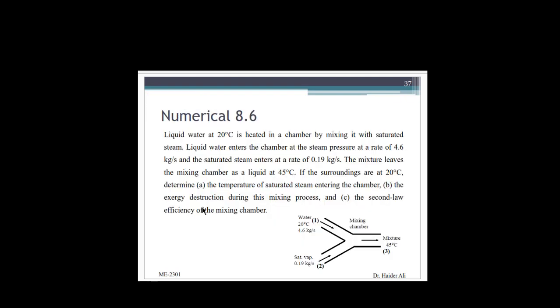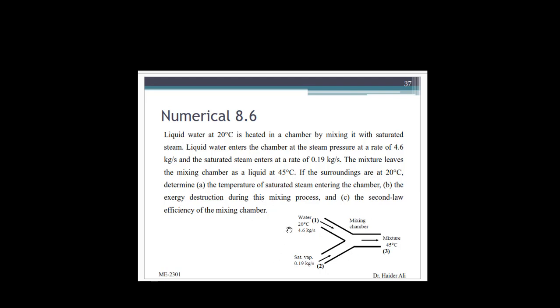So moving to the next numerical, which says that liquid water at 20 degrees Celsius is heated in a chamber by mixing it with saturated steam. We have two streams of water at different conditions. Liquid water enters the chamber at a given rate, and saturated steam enters at a rate of 0.19 kilogram per second. The mixture leaves the mixing chamber as a liquid at 45 degrees Celsius. If the surroundings are at 20 degrees Celsius, determine the temperature of the saturated steam entering the chamber, the exergy destruction during this mixing process, and the second law efficiency of the mixing chamber.